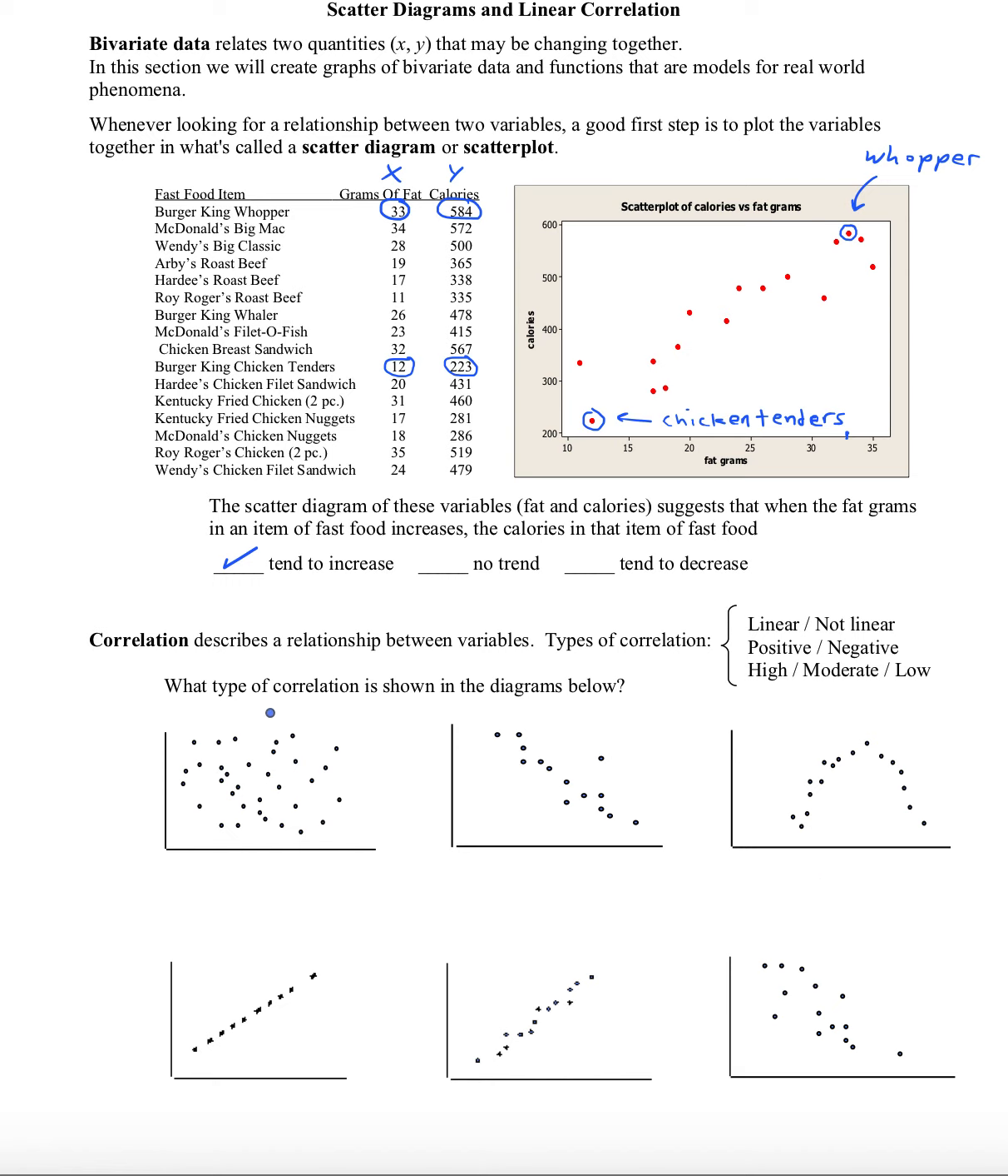Well, this first one shows what we call no correlation. That is where the x's and the y's seem somewhat random and we don't really see a clear trend at all. Dots are kind of all over the place.